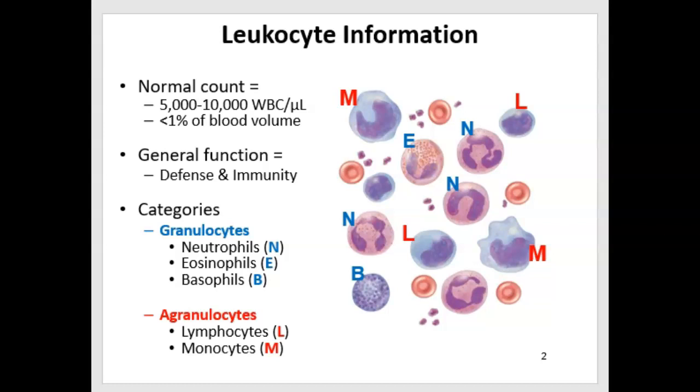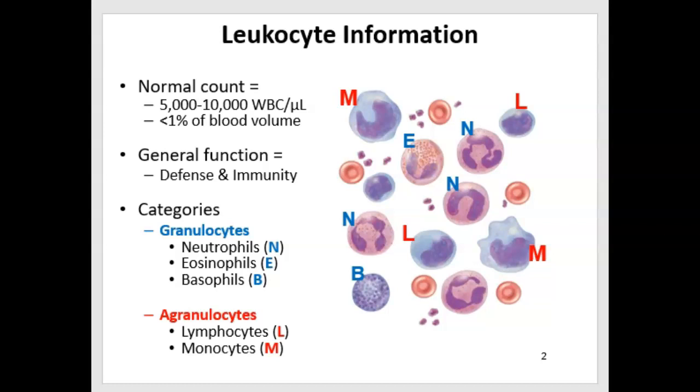So leukocytes aren't as prevalent in blood as erythrocytes are. A normal count is less than 1% of blood volume, and 5,000 to 10,000 cells per microliter. Their general function is defense and immunity, protection against infection.